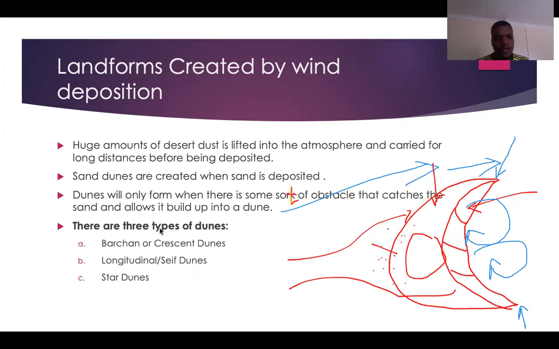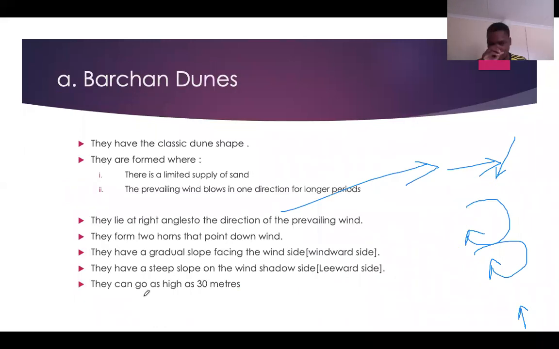There are three types of dunes. We have barchan or crescent dunes. What I've just drawn here is what we call a barchan dune. Then we have longitudinal or seif dunes, and you will see how they look. And then we have star dunes. So let's dig deep into these. You can ignore these blue lines for now.